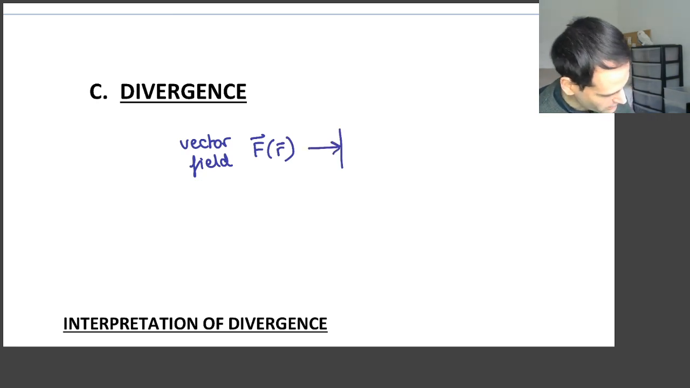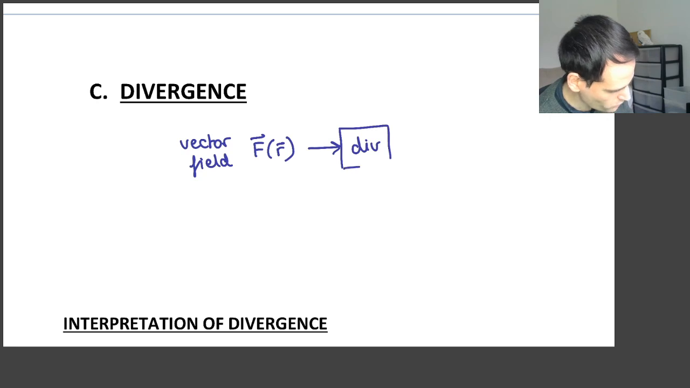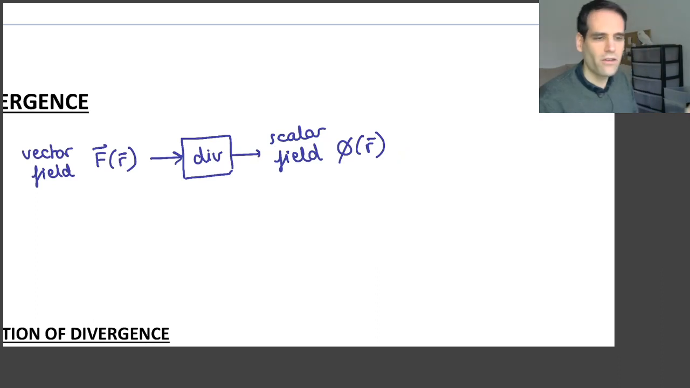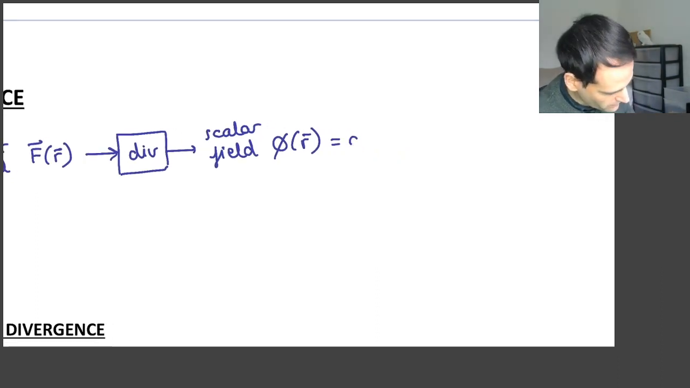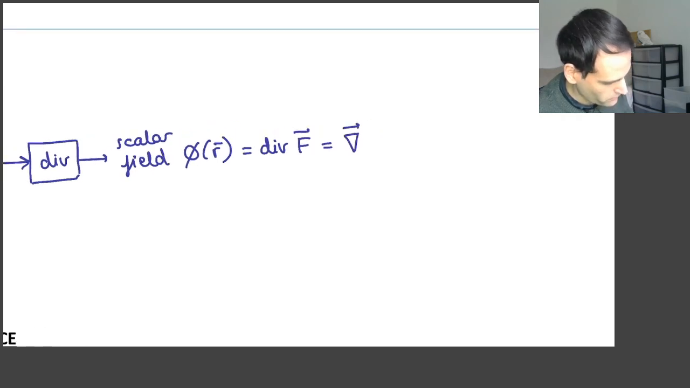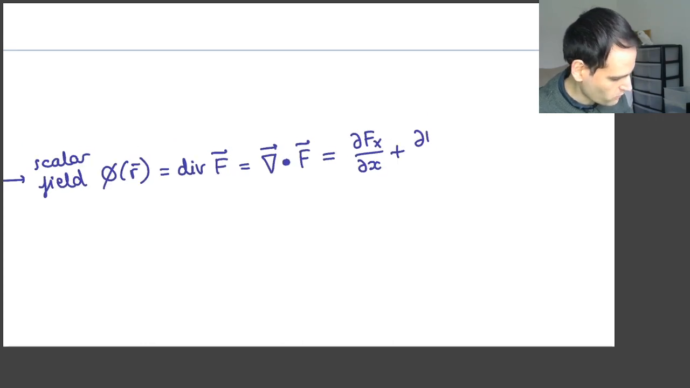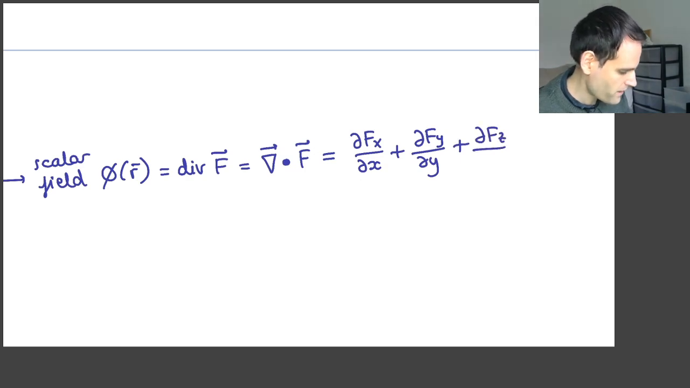And when we apply divergence, we get a scalar field, which let's call phi of r. And you know how to calculate this scalar field, so phi is the divergence of F, which is equal to the nabla operator vector dot product with F, which is equal to the partial of the x component of F with respect to x, plus the partial of the y component of F with respect to y, plus the partial of the z component of F with respect to z.